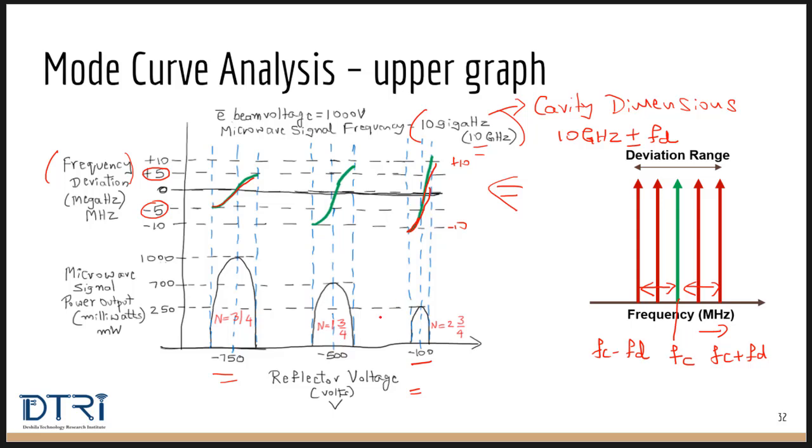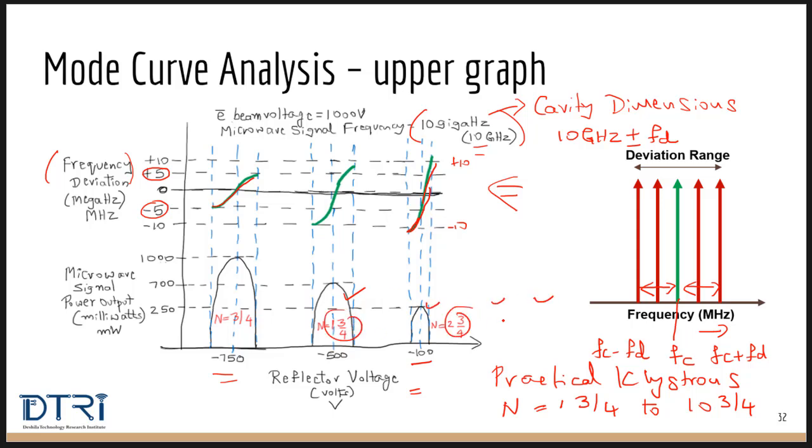So finally, about the modes of operation. In practical klystrons, the values of n range from 1 3/4 to 10 3/4 cycles. That means the practical klystrons are in these ranges. This is 1 3/4, it is 2 3/4, and so on.